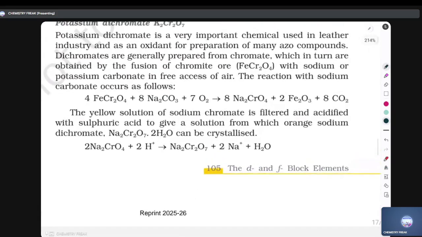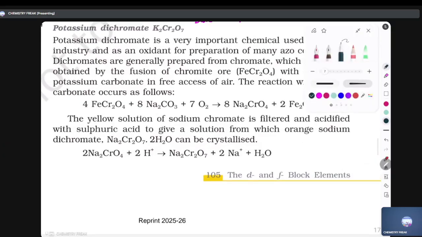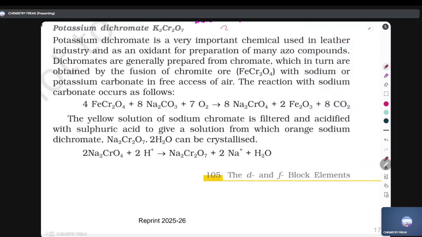Now we are coming to the two compounds we are going to see. The first compound we are going to see is potassium dichromate. What is the name of the compound?